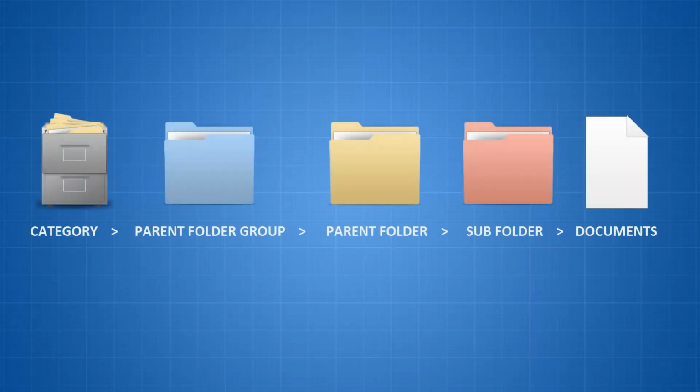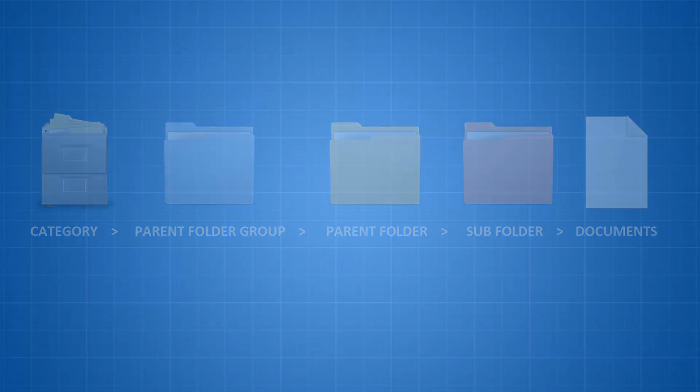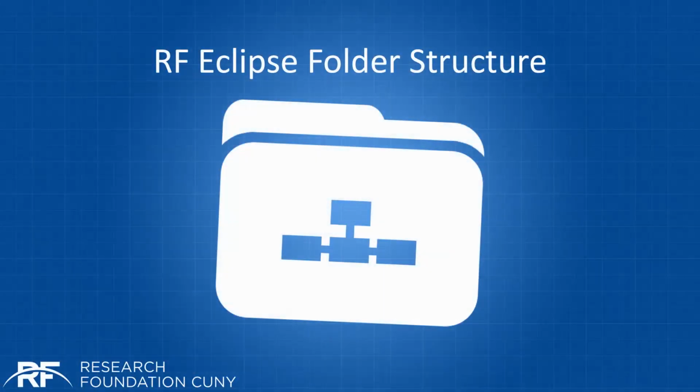To quickly recap, this structure is as follows: category, parent folder group, parent folder, subfolder, and document. The build of this system is pretty basic. Even though the amount of documents is extensive, you should have a good grasp on how things are structured.